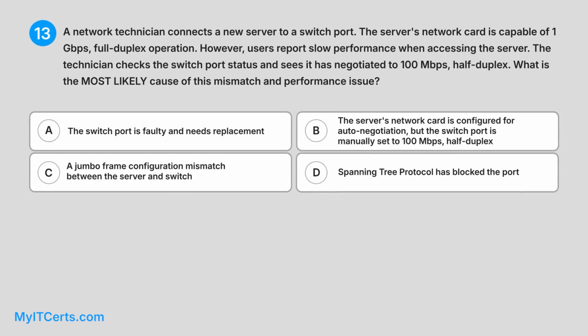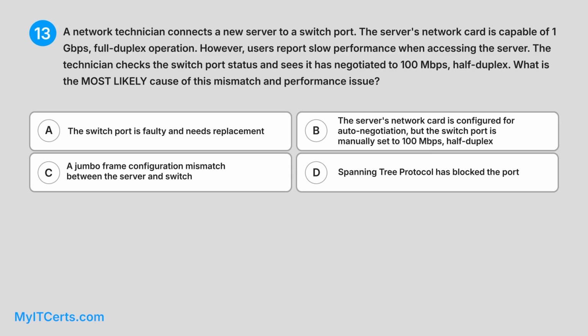13. A network technician connects a new server to a switch port. The server's network card is capable of 1 Gbps, full duplex operation. However, users report slow performance when accessing the server. The technician checks the switch port status and sees it has negotiated to 100 Mbps, half duplex. What is the most likely cause of this mismatch and performance issue?